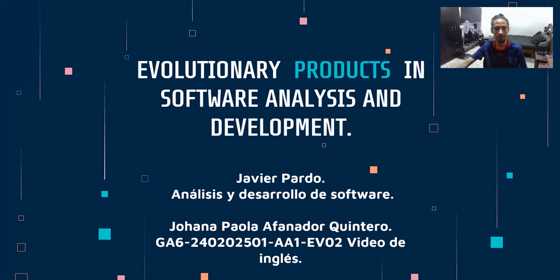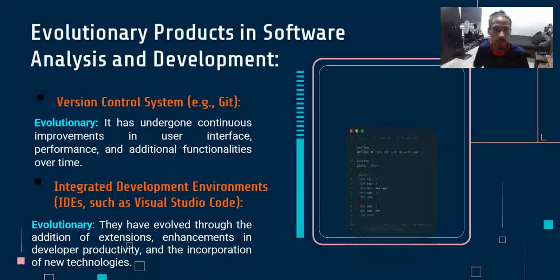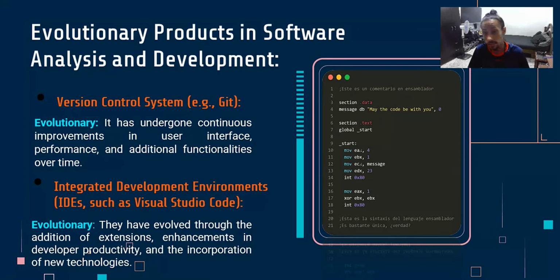So let's start with the evolutionary products in software analysis and development. That includes version control systems, for example, Git. That was evolutionary and it has undergone continuous improvements in user interfaces, performance, and additional functionalities over time.